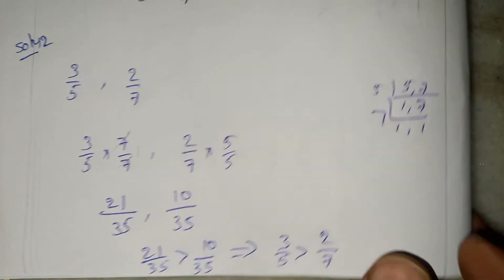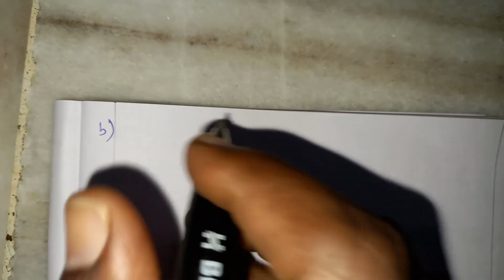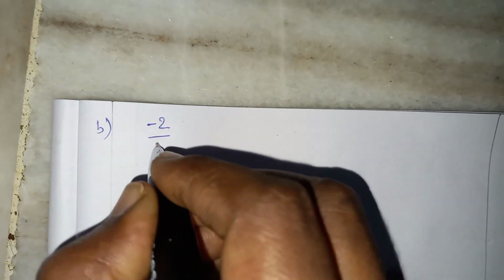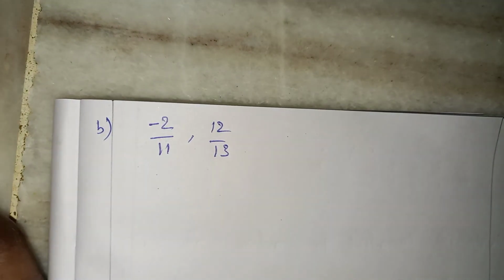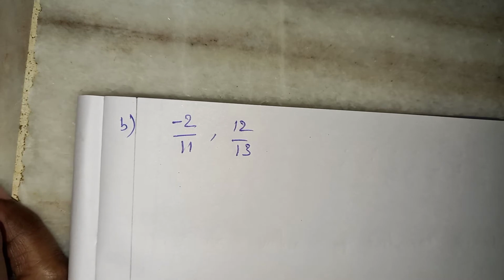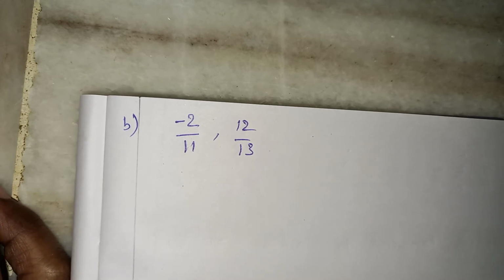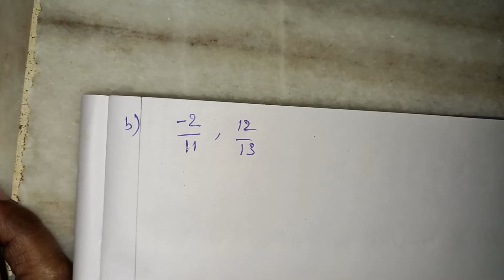Okay. Now I'll explain one more question. Now I'll take B. Minus 2 by 11, comma, 12 by 13. Which is the greater value? Which one shall we do? First method or second method?